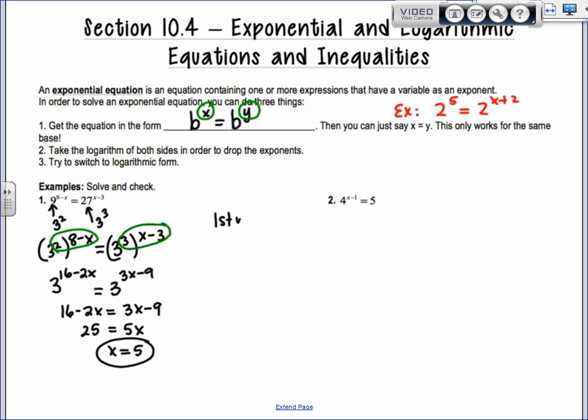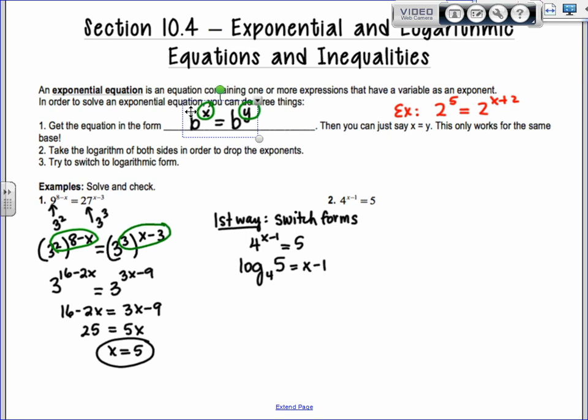So the first way that I'm going to try is I'm going to just switch forms, which is what you've been doing. So when I switch forms, if I have 4 to the x minus 1 equals 5, I just get log base 4 of 5 equals x minus 1. Do you all see it? You can check. 4 raised to the other side equals the 5, right? 4 to the x minus 1 equals 5. It works. So then I have log base 4 of 5.